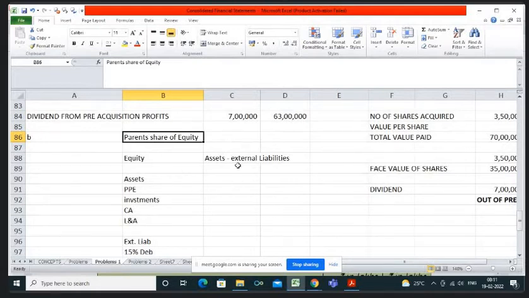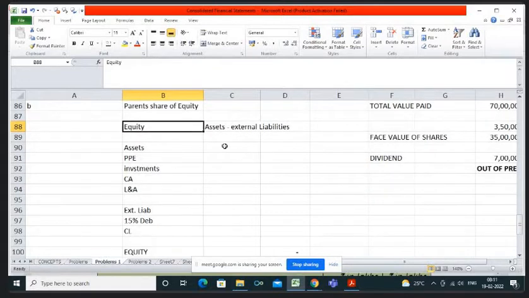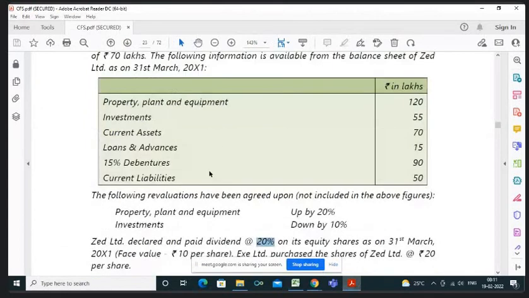Now we have to find out the parent's share of equity. For that, what do we have to find? We have to find the equity amount. We'll use the approach of assets minus external liabilities. So what are the assets? We have 4 assets. What are they? Property, plant and equipment. What is the value? 120 lakhs.